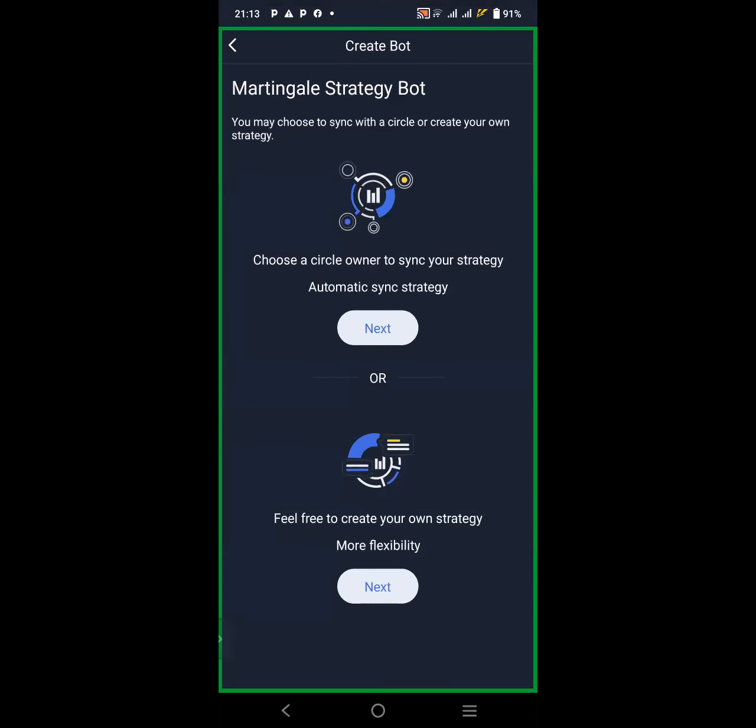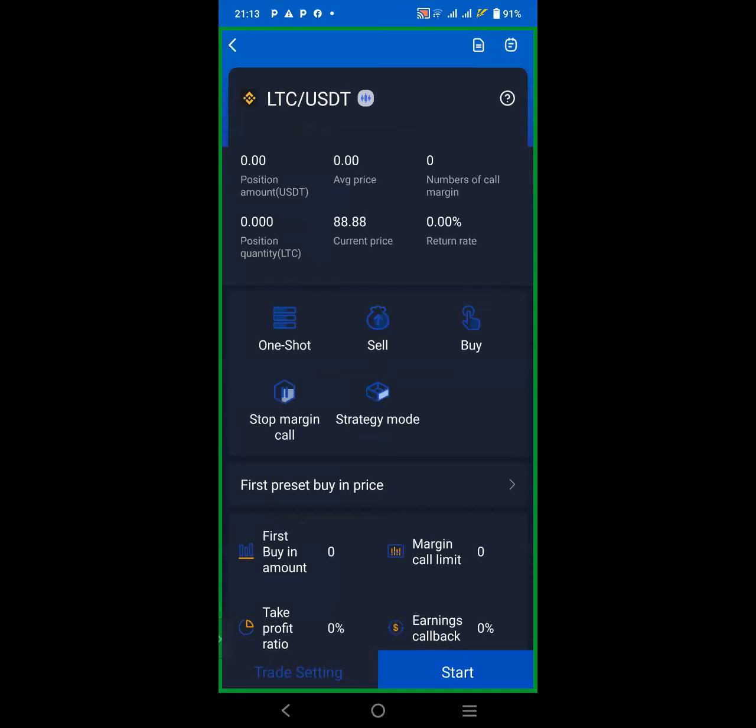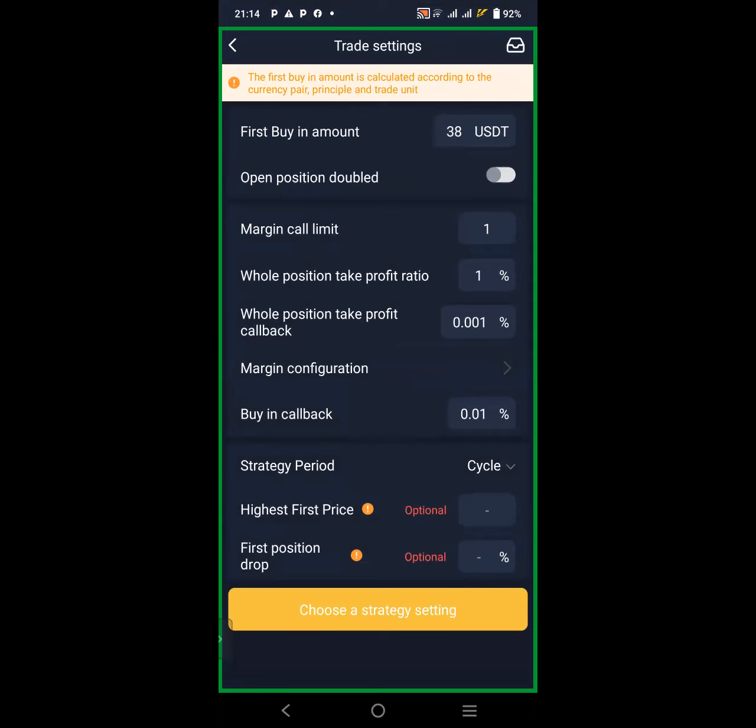The procedure is the same. At the bottom next. And then you see trade setting at the bottom left. Trade setting at the bottom left. I've chosen it. Okay, beautiful. Wow, you're doing so well. The margin configuration. Yes, congratulations. You've done everything. Yes, and then save your strategy.